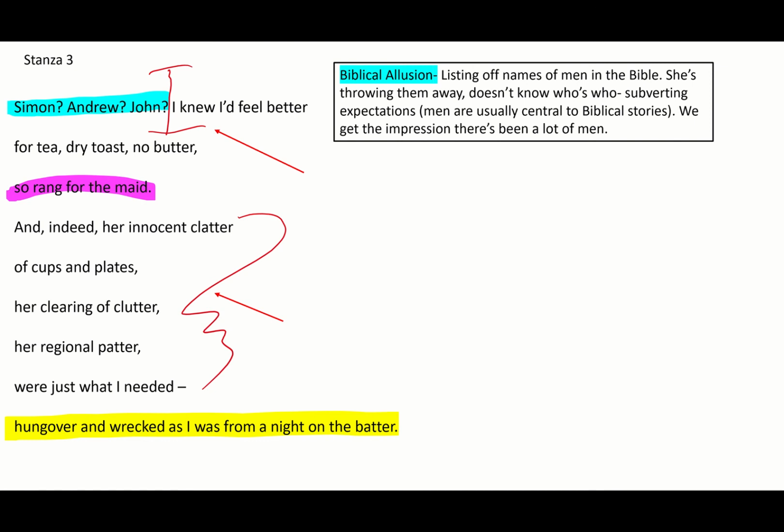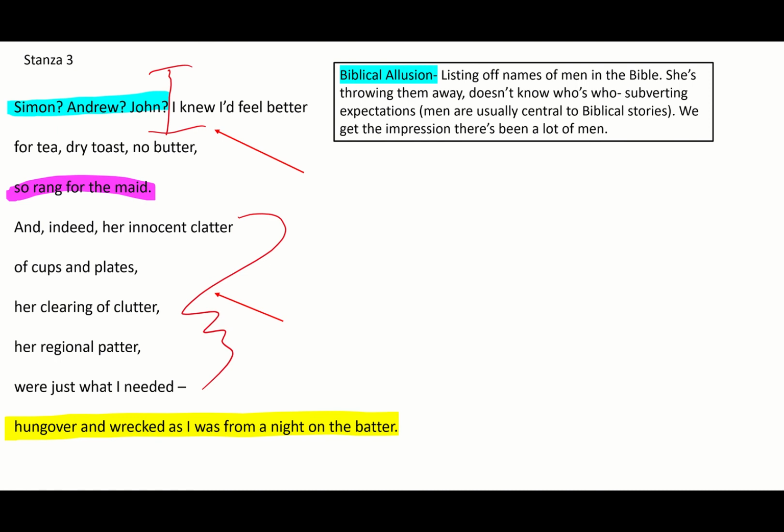Which is definitely subverting those expectations, because men, as we know, are usually central to Bible stories. The male characters are central. So she's kind of throwing their names away, like, oh, who's this one? It doesn't matter, which very much subverts what we know about biblical stories, because she's central to her story right now. She's telling the story, so it changes the narrative.